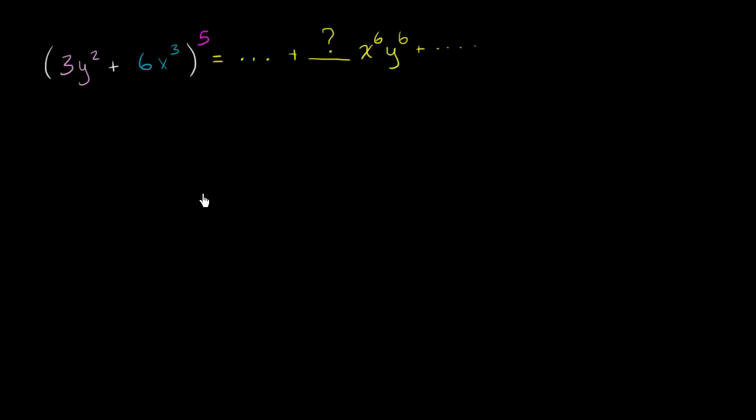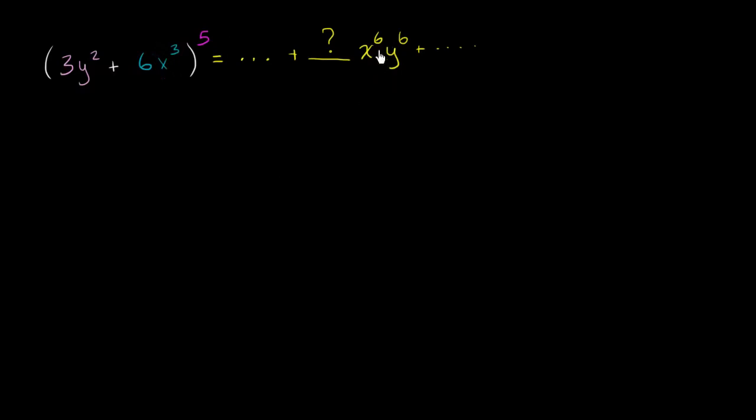So I'm assuming you've had a go at it, and you might have at first found this to be a little bit confusing. I'm only raising it to the fifth power. How do I get x to the sixth, y to the sixth? But then when you look at the actual terms of the binomial, it starts to jump out at you. Okay, I have a y squared term. I have an x to the third term. So when I raise these to powers, I could have powers higher than the fifth power.